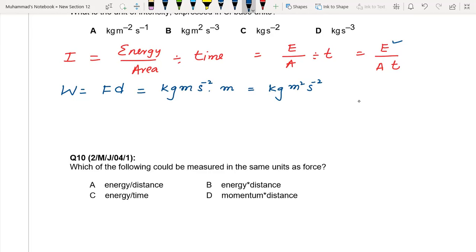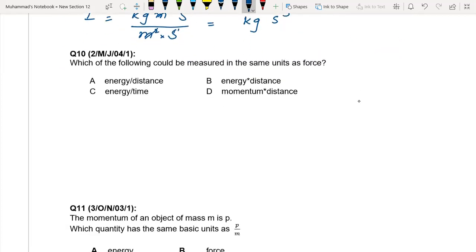So for intensity, put this unit over here, that is kg m square s minus 2 divided by area. Unit of area is meter square and unit of time is second. So that will become, meter square will cancel out. So that will be kg s, this is minus 2 and this will go up, that will become minus 3. So unit of intensity is kg s minus 3. So the D is right answer.